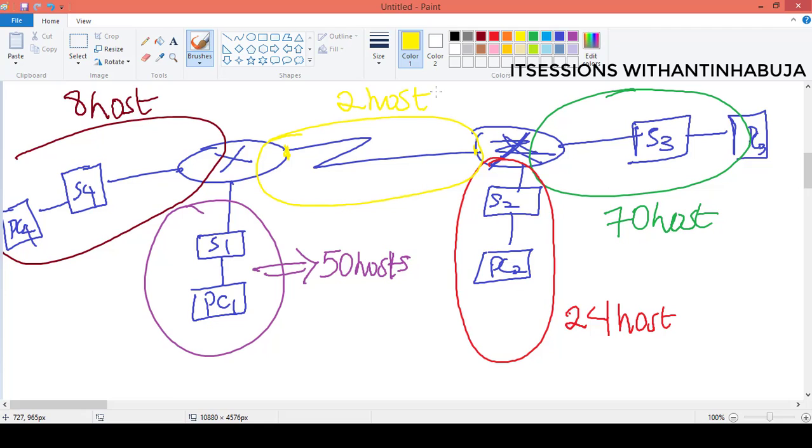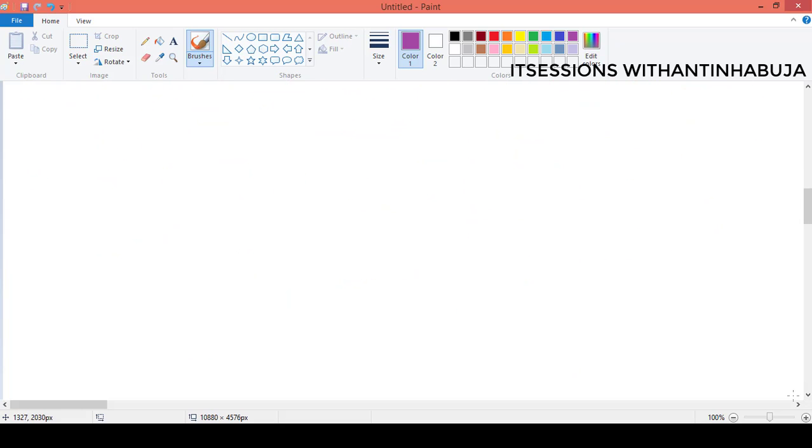So we're going to make use of VLSM to subnet all these. How many networks do we have now? We have 1, 2, 3, 4, and then 5. So we're going to subnet the topology into 5 networks: subnet 0, subnet 1, subnet 2, subnet 3, subnet 4.